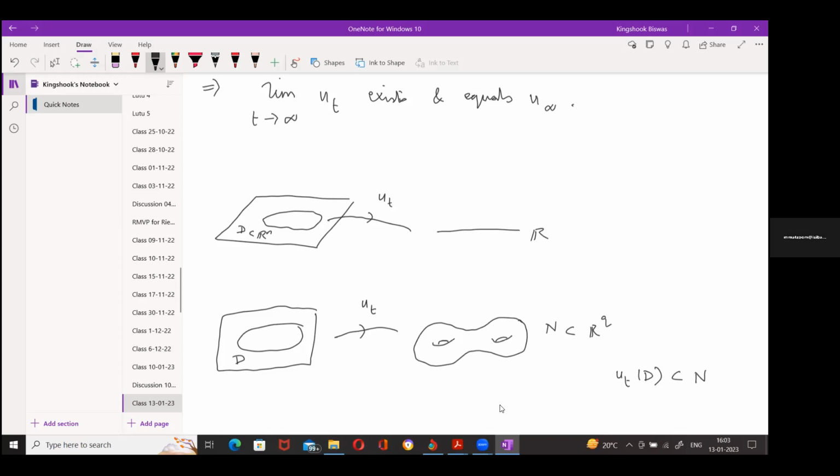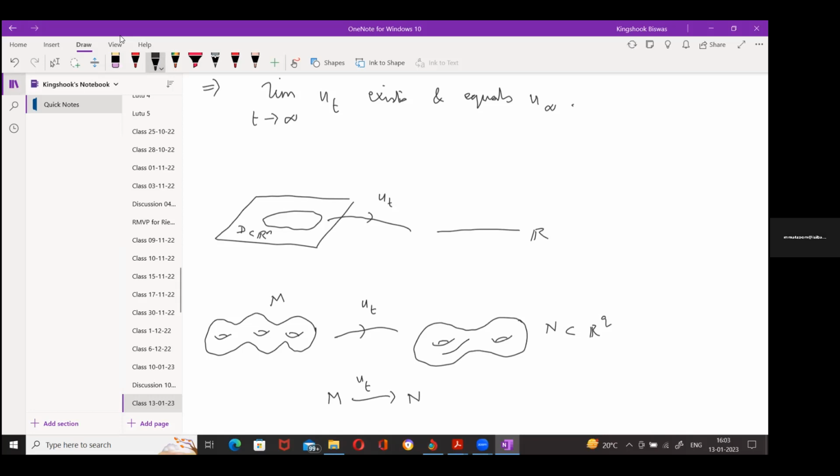And the second nonlinearity you can add is that in the domain, you make the domain a manifold too. So the domain could be some other manifold. And so now u_t becomes a map between two manifolds, M to N. And what happens is, when these manifolds are what are called Riemannian manifolds, that means you can measure lengths of curves in them.